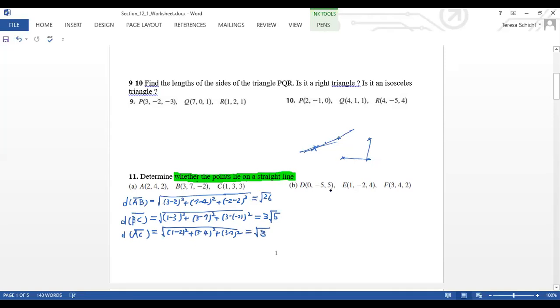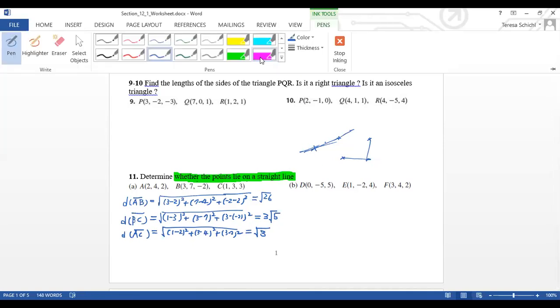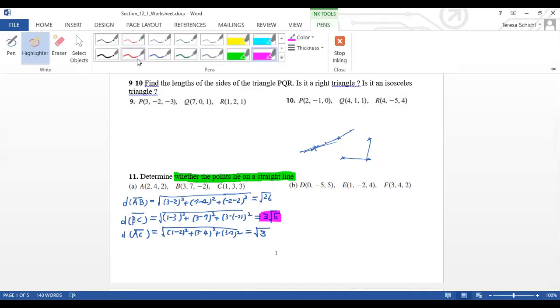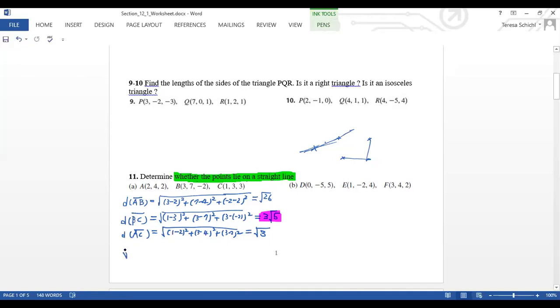We know the two short ones have to add up to the largest one. The largest side is 3 times the square root of 5. So let's see: the square root of 26 plus the square root of 3. If you calculate, you find this is not equal to 3 times the square root of 5.